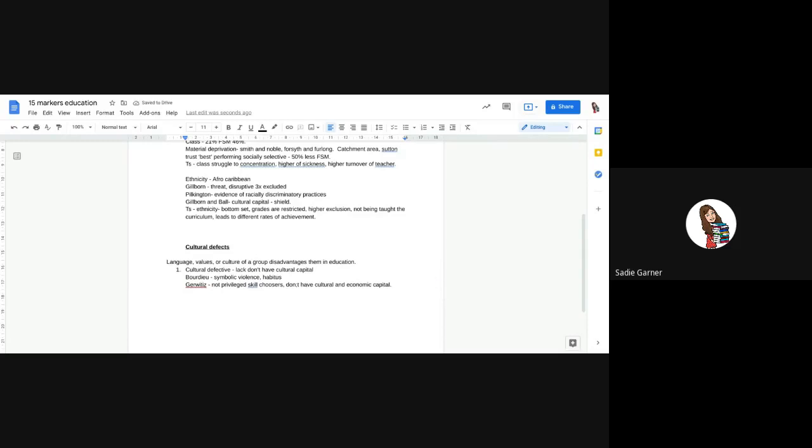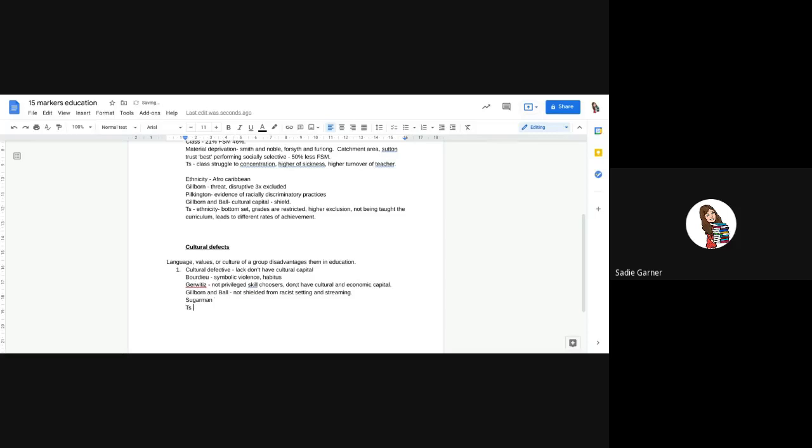You could here either have, as an option, because again, we aim for 3, Gilbourne and Ball, that working class Black groups don't have cultural capital, which means they're not shielded from racist setting and streaming. Or alternatively, you could have Sugarman, to give you an option there. The deferred gratification, present, future time orientation.